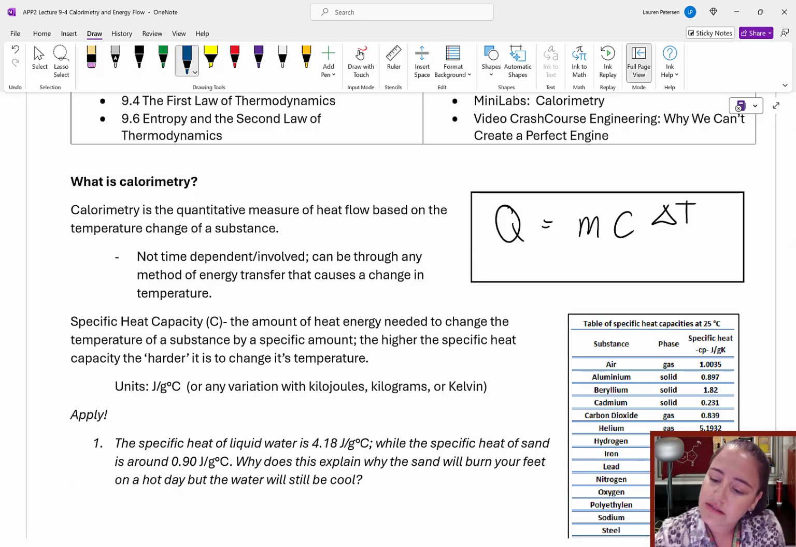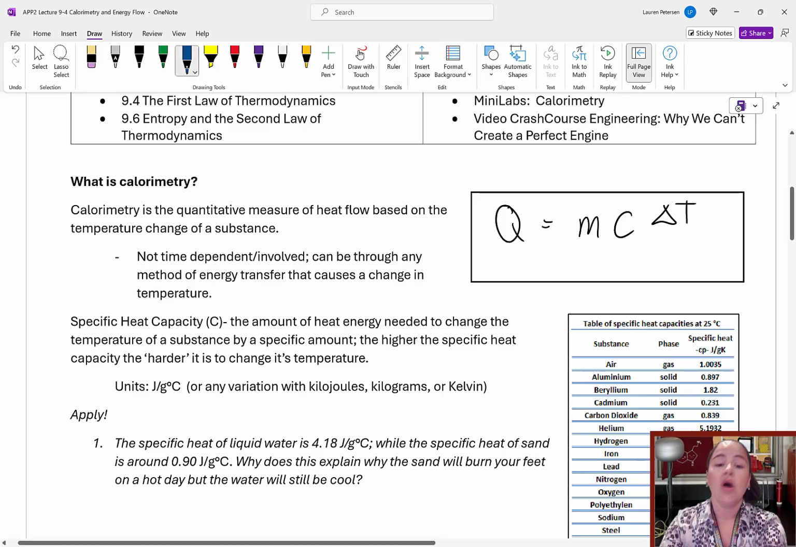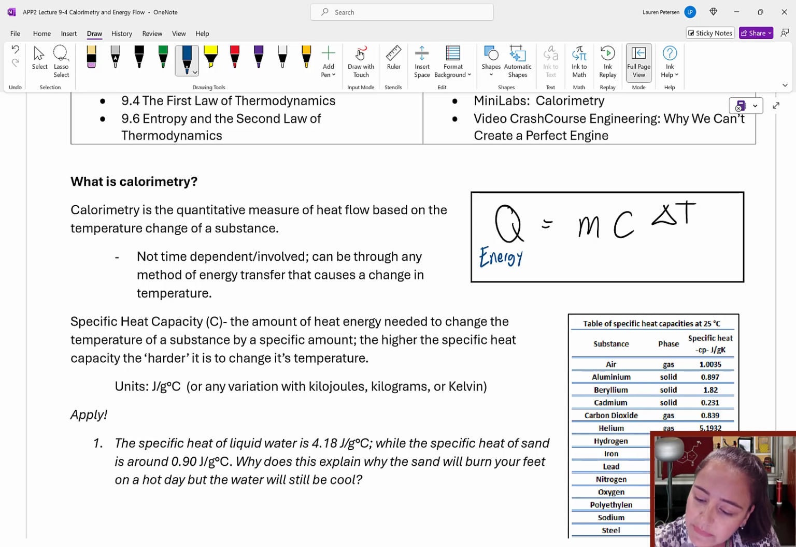Where Q is going to be your energy, typically in units of joules, but this is one of those equations we'll have to be really careful of our units because you'll see it in kilojoules, kilograms, grams, moles even, Celsius or Kelvin, so just be aware of that. Okay, m is going to be your mass, like I said, usually in units of grams or kilograms.